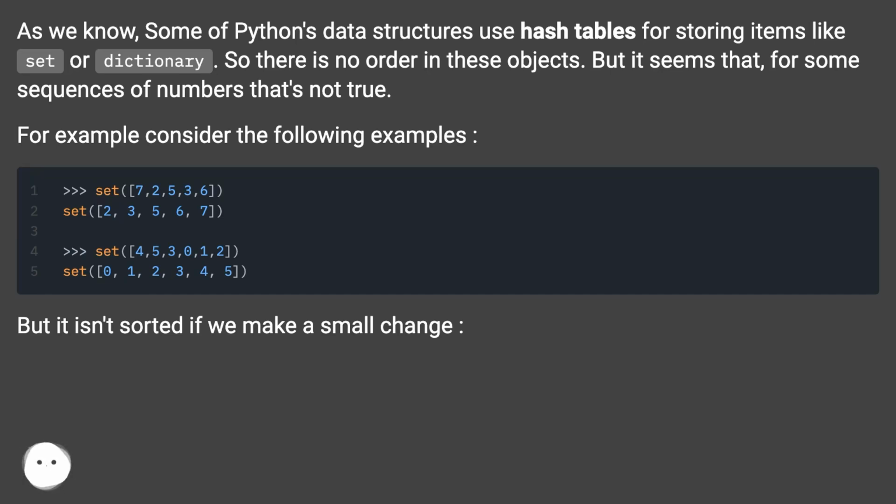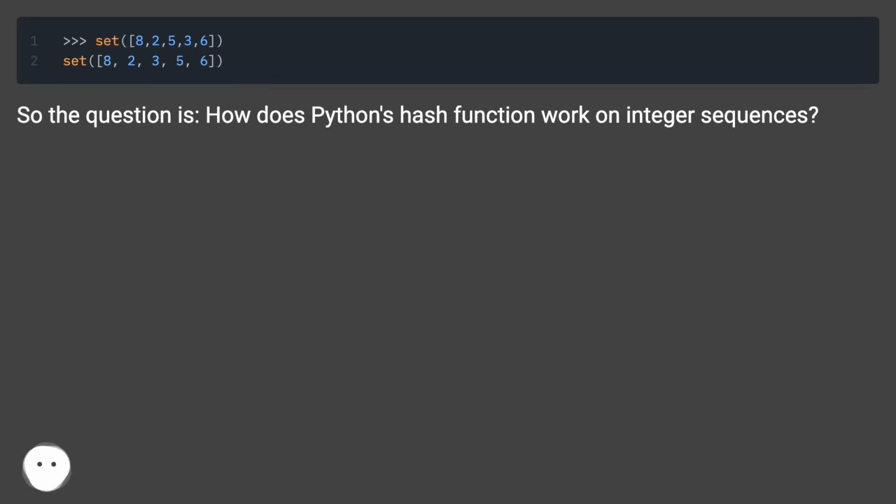For example, consider the following examples. But it isn't sorted if we make a small change. So the question is, how does Python's hash function work on integer sequences?